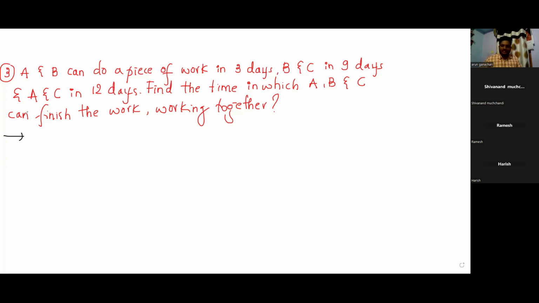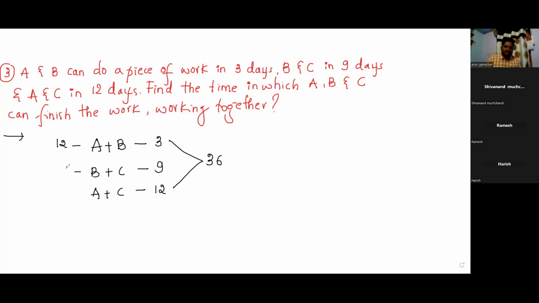Okay. Can somebody answer this? Same method. We'll use the same method. A plus B is doing the work in how many days? 3 days. B plus C is doing the work in 9 days. A plus C is doing the work in 12 days. What is the LCM of 3, 9, 12? 36, correct. 36 divided by 3 is how much? 12. 36 divided by 9 is 4. 36 divided by 12 is 3.